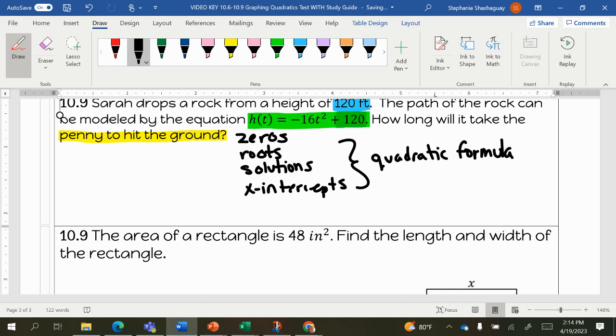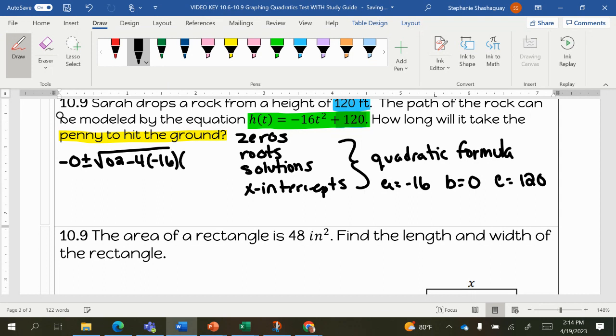Well, all we're going to do is a is equal to negative 16, b will be equal to 0, and c will be equal to 120. So that's going to look like negative 0 plus or minus the square root of 0 squared minus 4 times a negative 16 multiplied by 120 divided by 2 times negative 16.